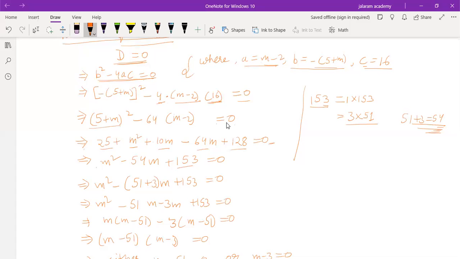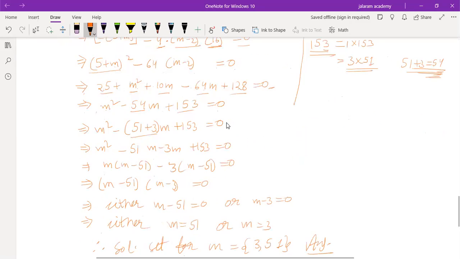It implies 25 plus m square plus 10m minus 64m plus 128 equals 0. Now we will write all the terms of m in decreasing powers of m. So first is m square minus 54m plus 153 equals 0. Factors of 153 are 3 into 51, whose sum is 54. So in place of 54, we write 51 plus 3. And then when we factorize, it becomes (m minus 51) into (m minus 3).